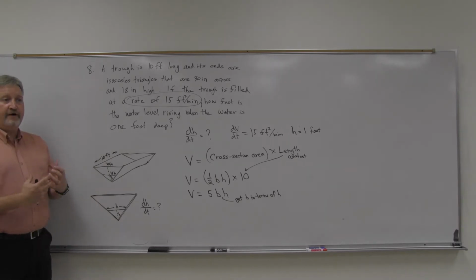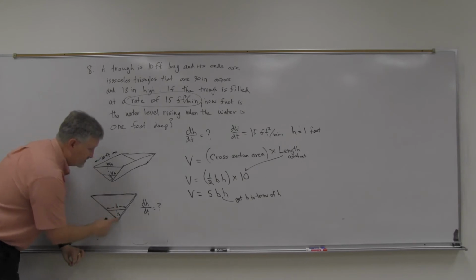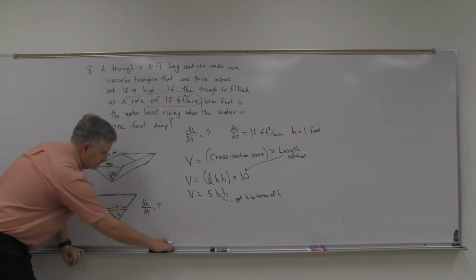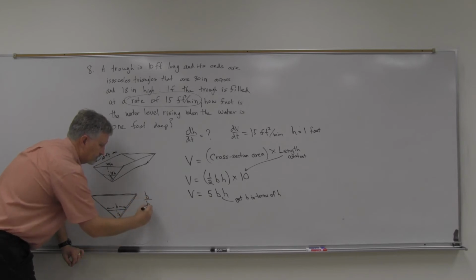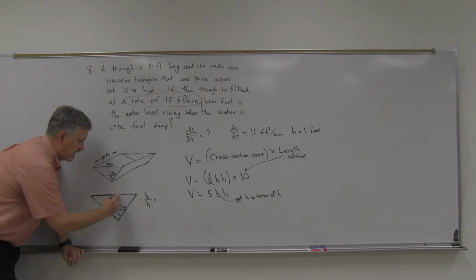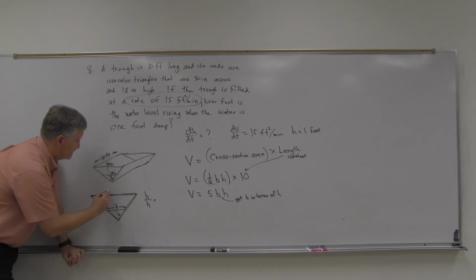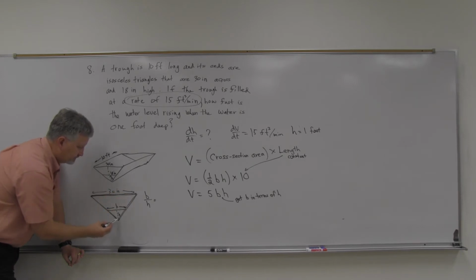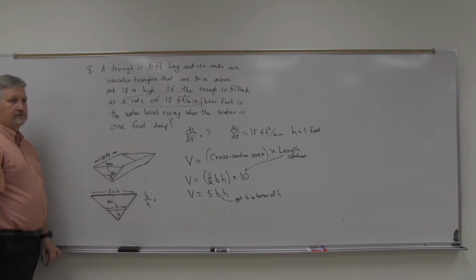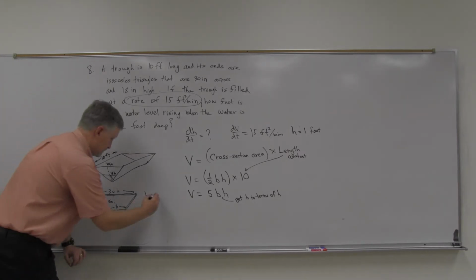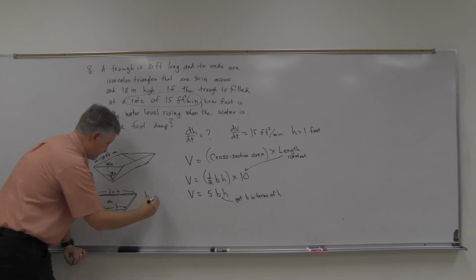Well, those are similar triangles. They have the same angles. But when you have similar triangles, those sides are in proportion, which means if I look at the ratio of B to H, it's going to be the same ratio as this side, which is 30 inches, to the height all the way up, which is 18 inches. We could change it to feet, but it doesn't really matter here.